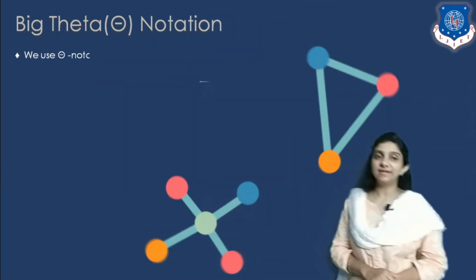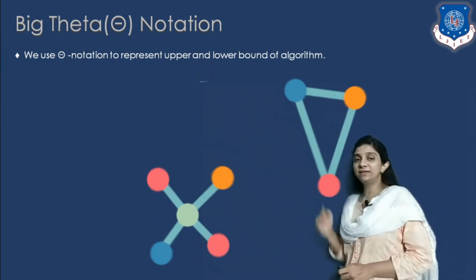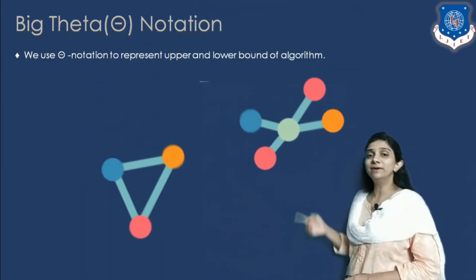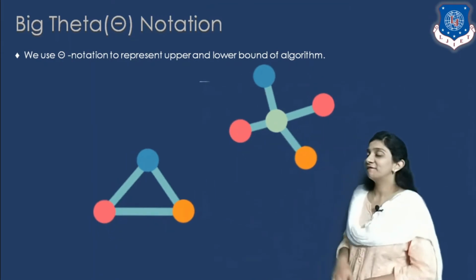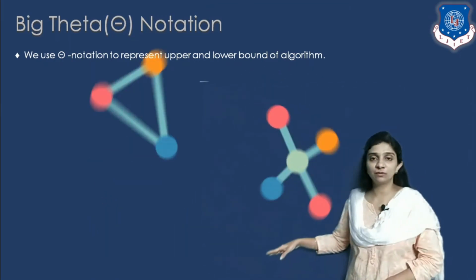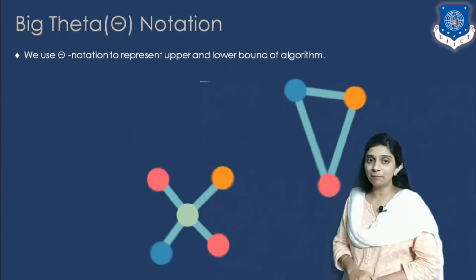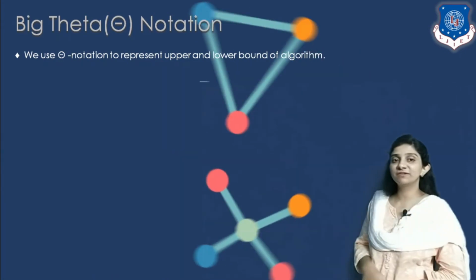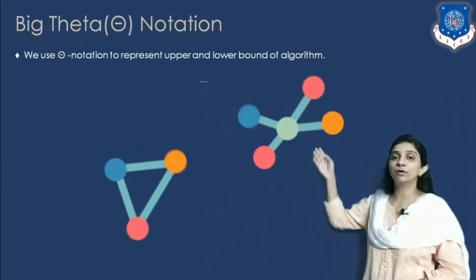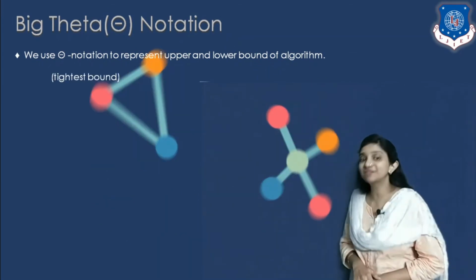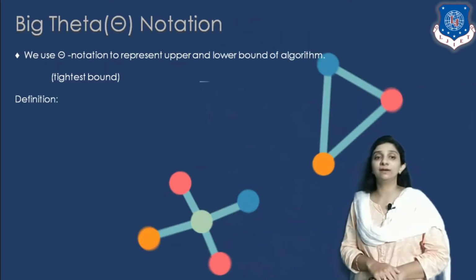What is big theta notation? Big theta notation is used to represent the upper bound as well as the lower bound. While big omega represents only the lower bound, and big O represents only the upper bound, big theta is used for both upper and lower bound, which is also called the tightest bound of an algorithm.